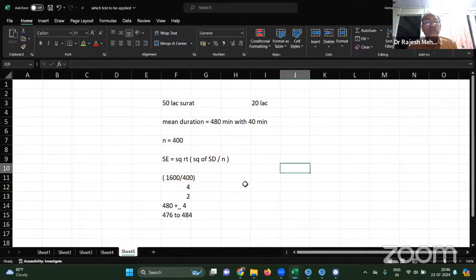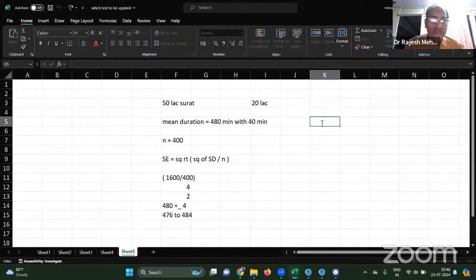So one of the uses of standard error of mean is to find out the population mean based on a sample mean. And another thing is, suppose the municipal commissioner has found out that the mean duration of sleep of Surti is 440 minutes.